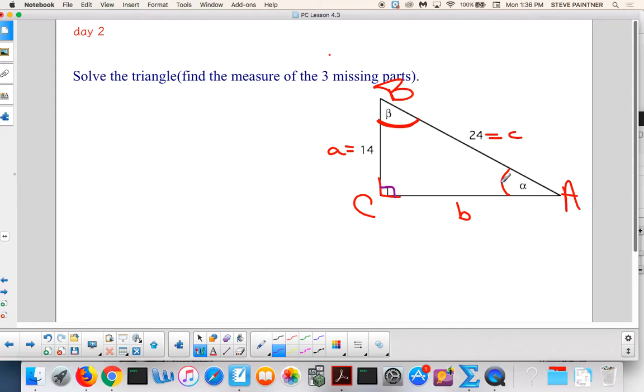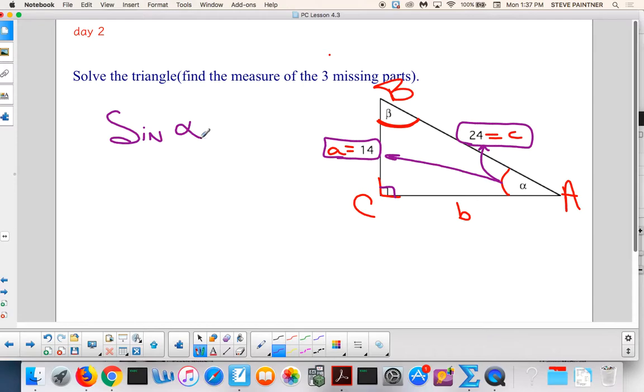But what you could do is, like he's saying, this is the opposite side of alpha. This is the what side? Opposite the right angle. Hypotenuse. Opposite hypotenuse, you should be going with what? Sine of alpha equals 14, opposite, over the hypotenuse 24. That's what Zach was telling me.